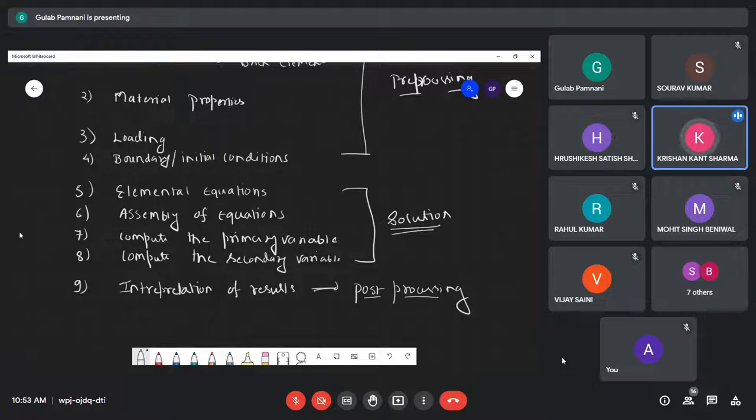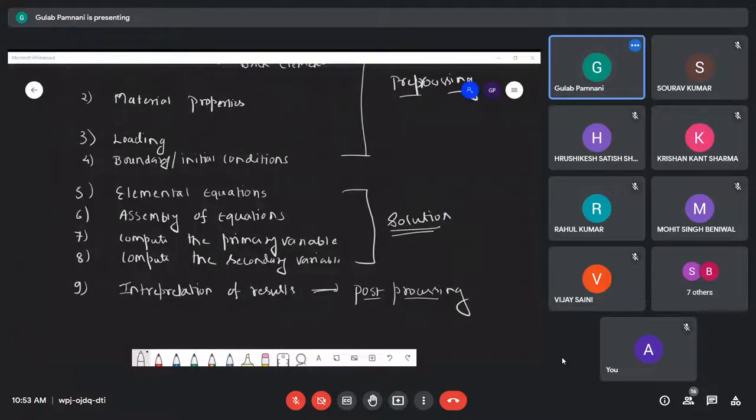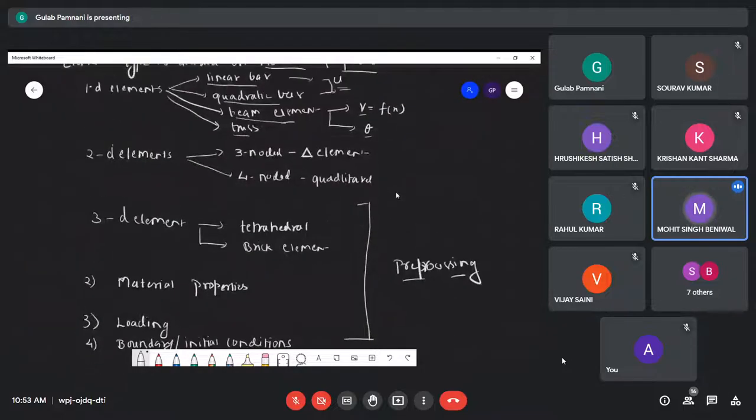These are the basic fundamentals of finite element methods. Okay, so I hope the basic steps of FEM are at least clear to us. Is it to everyone?